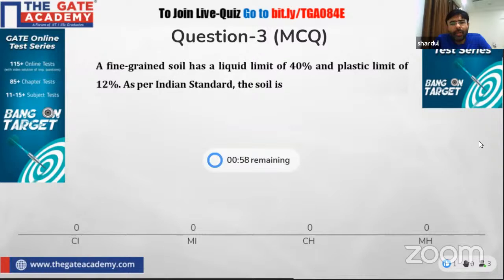A fine grained soil has a liquid limit of 40% and the plastic limit of 12%. As per Indian standard, the soil is named as. The options are written over your screen. The options are CI, MI, CH, and MH. You have to reply to this question. The options are in front of you. Still 30 seconds are remaining.